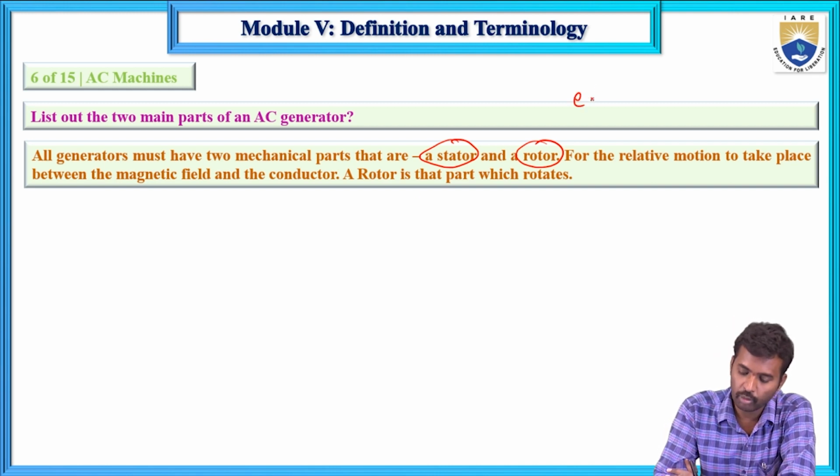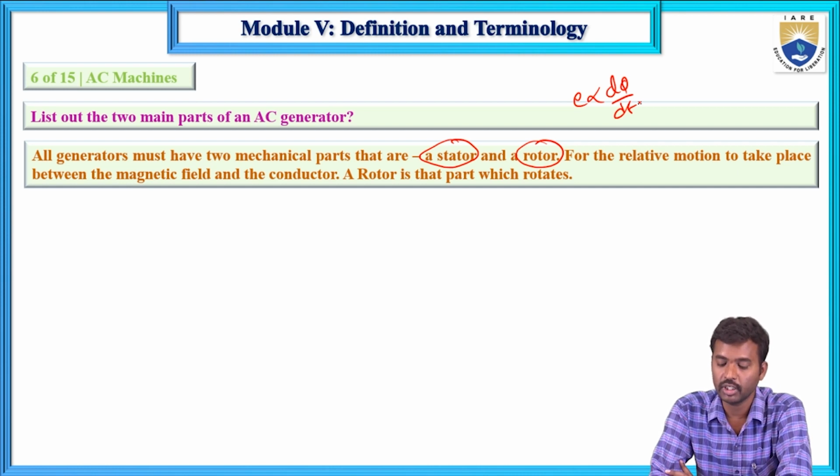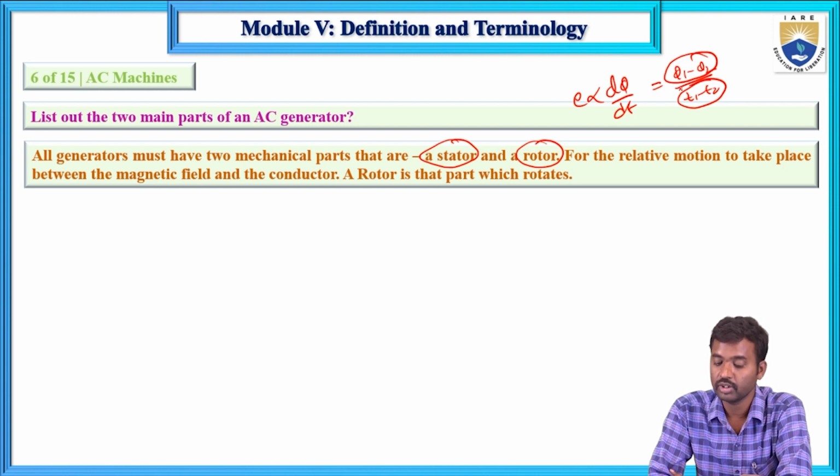E is directly proportional to d phi by dt. d phi by dt means there must be a change in flux, that is phi1 minus phi2 divided by t1 minus t2. If there is no relative motion, then flux cutting is zero. The flux should not be constant, so to maintain varying flux there must be relative motion.